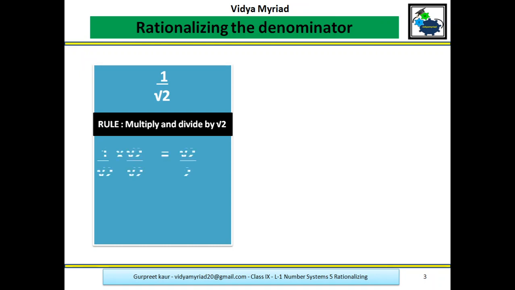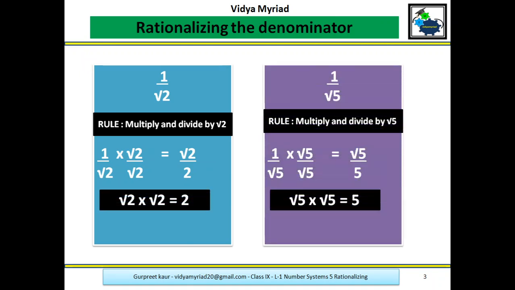When I do that, I will get root 2 upon 2, because I know that root 2 into root 2 is 2. A similar example is 1 upon root 5. In order to rationalize, I will multiply and divide by root 5. My answer comes to root 5 upon 5. If you look into the denominator in the first box and the second box, you will see that there is no root in the denominator.